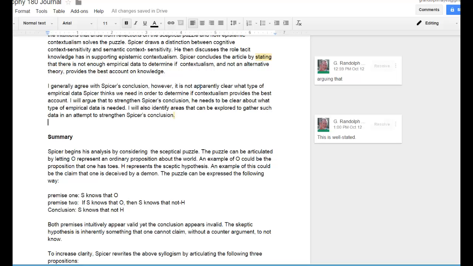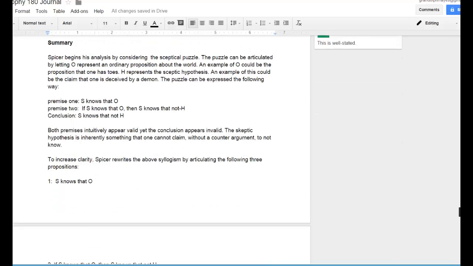Generally agree with Spicer's conclusion. However, it's not clear what type of data Spicer thinks we need in order to do something. We haven't read the article, so we don't really know. And then he says something specific. I will argue something specific, and I will identify areas that will strengthen the specific conclusion that he mentioned above. So that's good. This is a relatively well-stated project.